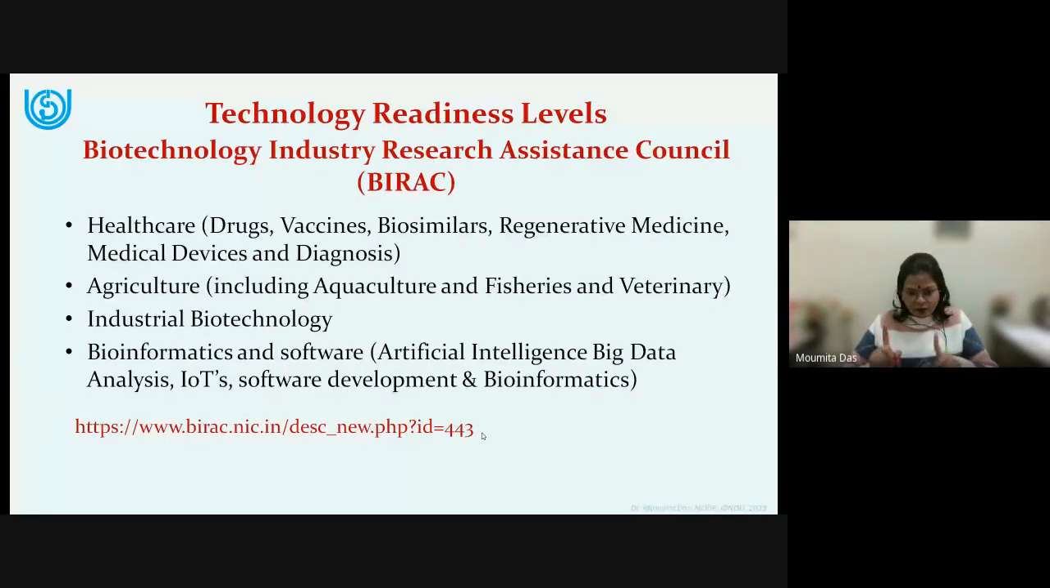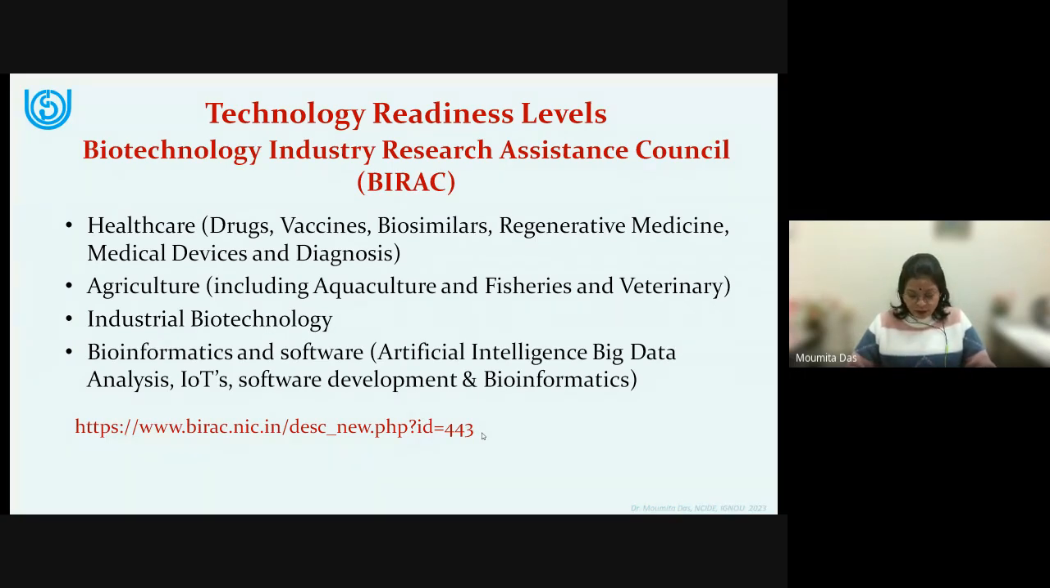Now here, this is for your information. What I was talking about was the TRL levels provided by the Ministry of Education Innovation cell, but there are other TRL levels also developed by the Biotechnology Industry Research Assistance Council, BIRAC. They have TRL levels on healthcare, agriculture, industrial biotechnology, bioinformatics and software, and the associated sub areas. You can go to that website, birac.nic.in, and read. They're nicely given all these levels.